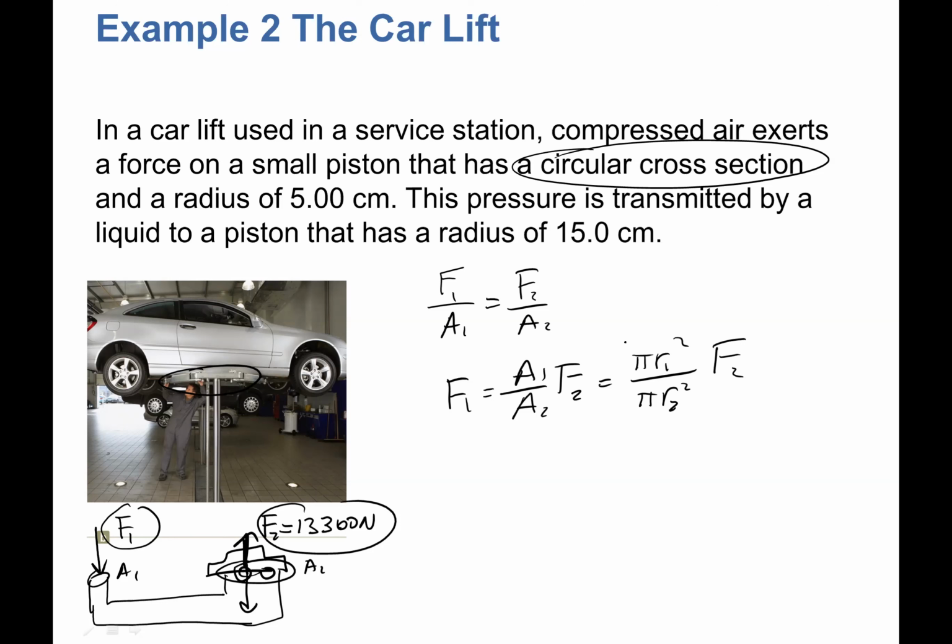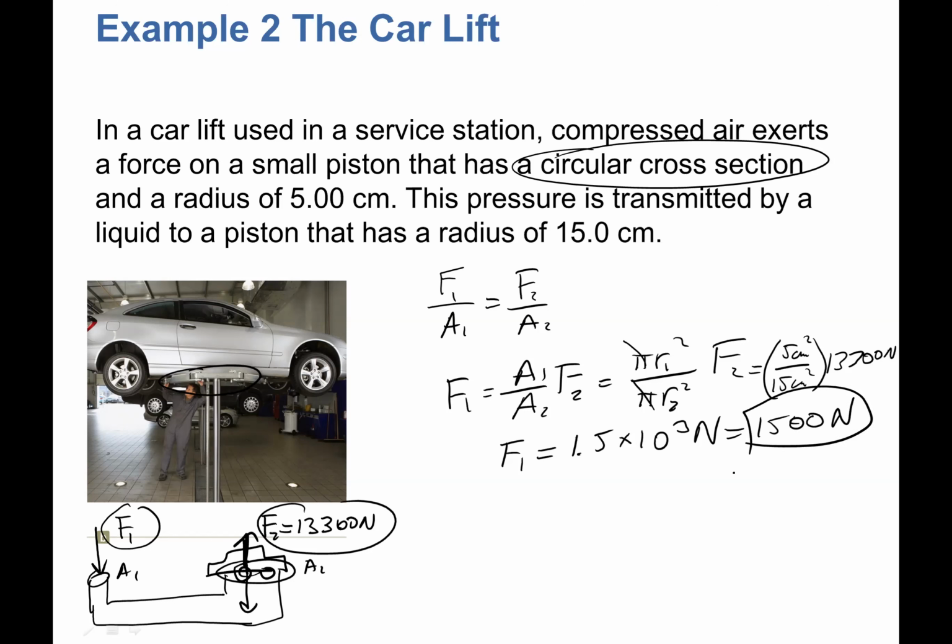All right. I can cancel the pi's, and what I get here is this. This is 5 centimeters square, while this one here is 15 centimeters square. I don't even have to convert units because it's a ratio. And this is times 13,300 newtons. All right, what we get for F1 here is roughly 1.5 times 10 to the 3 newtons. That means it's 1500 newtons. So you get about 10 times more force as an output force when you do that. Okay, so that's for part A.